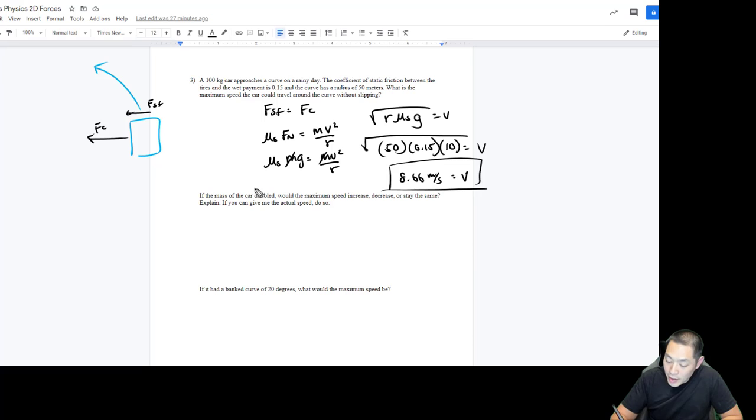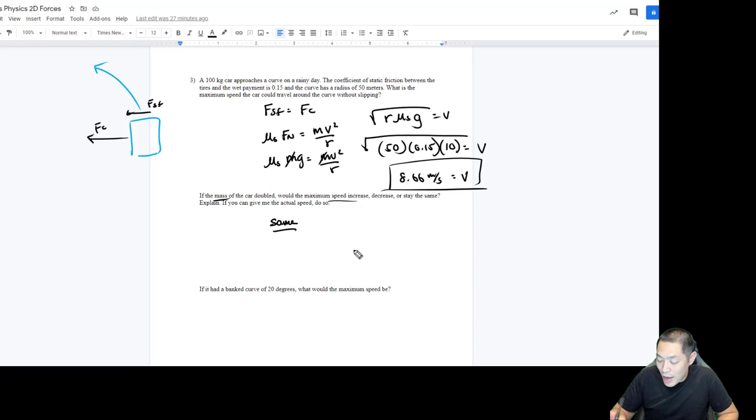Now, if we double the mass, would the maximum speed increase, decrease, or stay the same? The answer is it's going to stay the same. The reason is that when you look up here, on both sides you have masses, and the masses cancel out. So it doesn't matter how big or small something is; it's going to experience the same kind of centripetal force. Here we don't have to worry about mass.